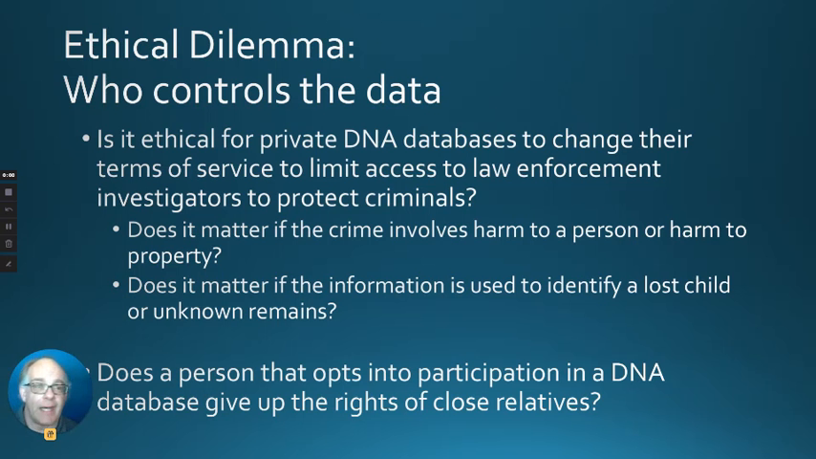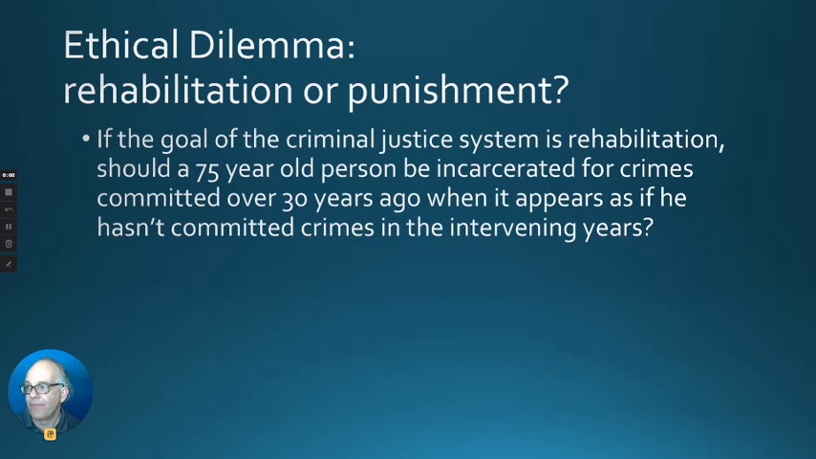Does a person that opts into participation in a database give up the rights of those close relatives? In the Golden State Killer case, a close relative basically helped identify the killer. And then finally, if the goal of the criminal justice system is rehabilitation, should a 75-year-old person be incarcerated for crimes committed over 30 years ago when, at least at the outset, it appears he hasn't committed crimes in the intervening years? And so that's our introduction to DNA technology and DNA sequencing and mapping.